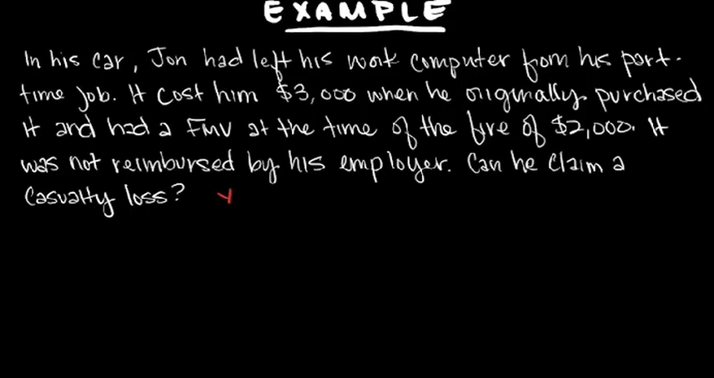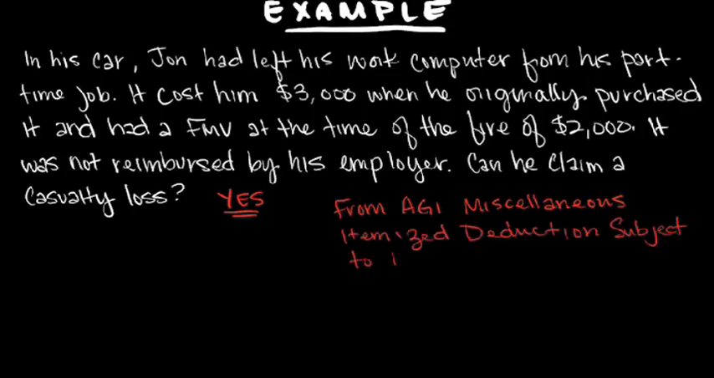And the answer is yes. Yes, he can. So first we have to figure out what kind of a deduction he can take. Because he is an employee, this is treated like a personal casualty, but it's a little bit different in that he can take it either from or for AGI depending on the circumstances. He did not receive a reimbursement from his employer, and so this would be treated as a from AGI deduction subject to the 2% of AGI.